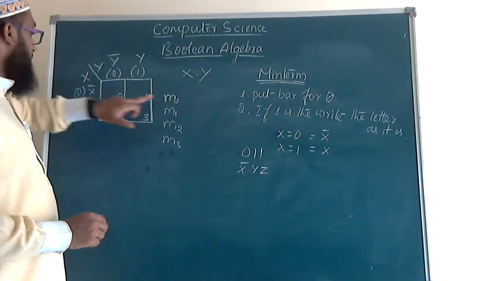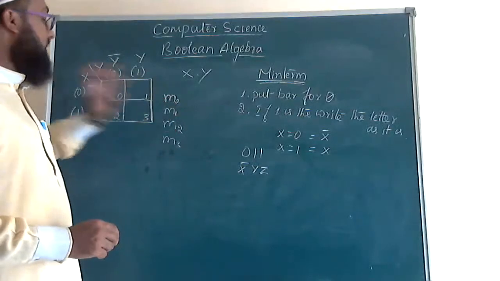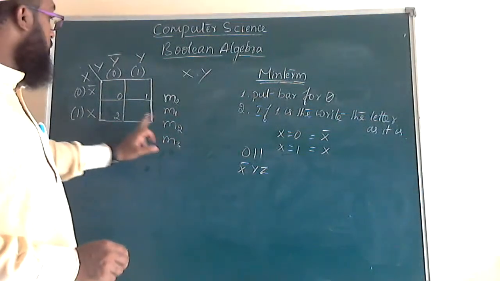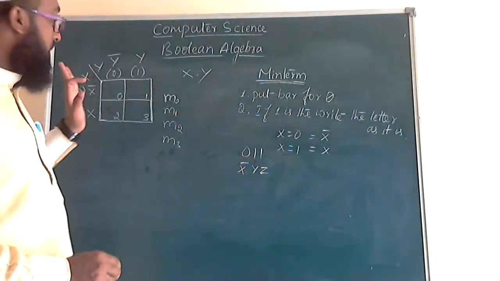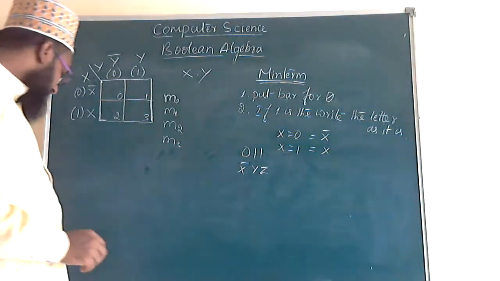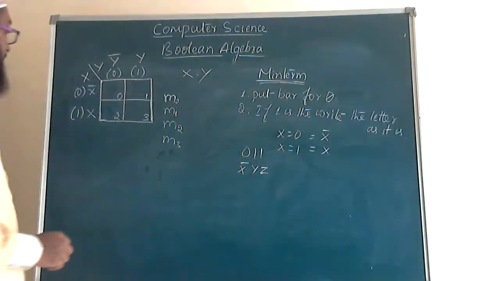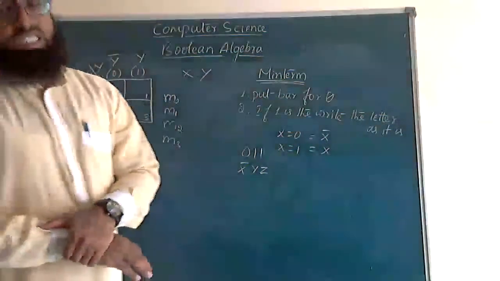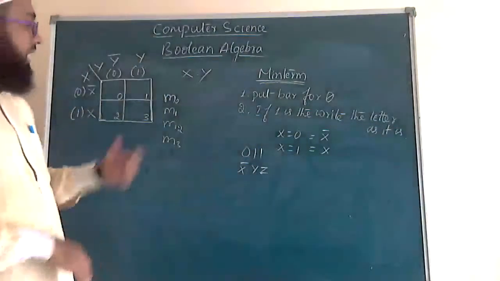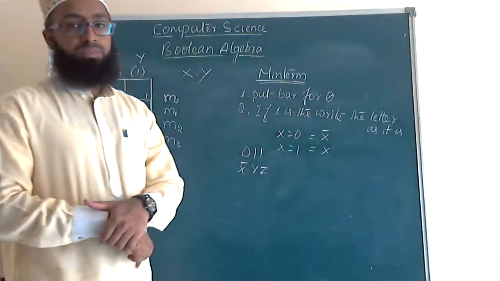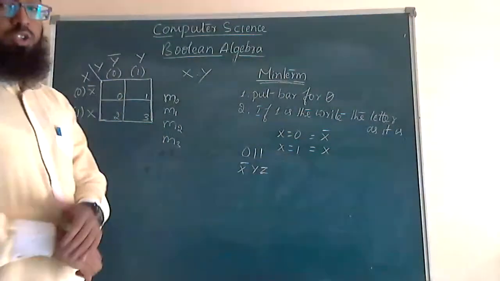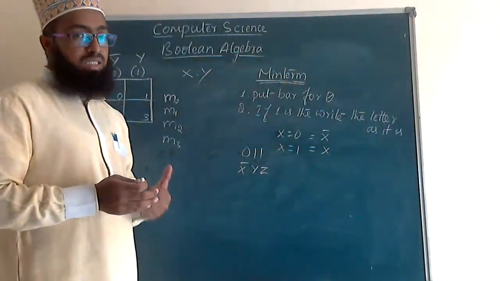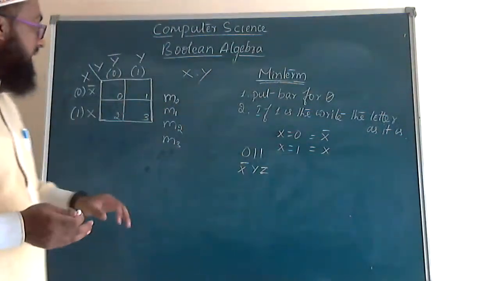Here 0 is there, so the square name is m0. Here 1 is there, so the square name is m1. Here 2 is there, so the square name is m2. Here 3 is there, same way, the square name is m3. This is how we can write a Karnaugh map. How can we get an expression with the help of this Karnaugh map? We need to get an expression, and after that we have to reduce that expression into its simpler form.